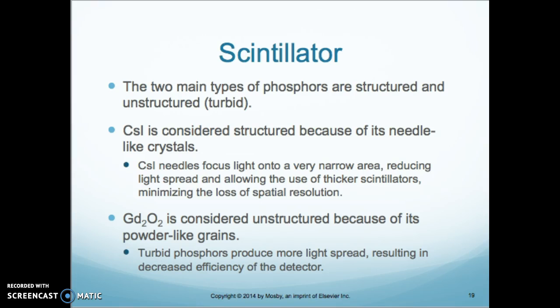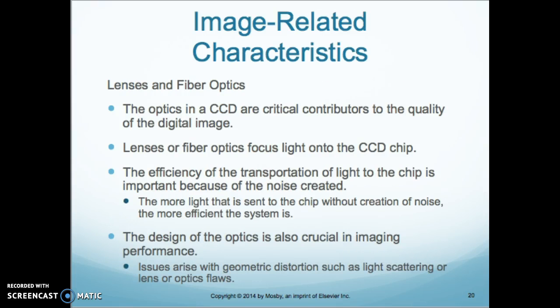So the cesium iodide is considered structured because of its needle-like crystals, what we talked about last week. These crystals focus light into a very narrow area, reducing light spread, and allow us to use thicker scintillators, minimizing the loss of spatial resolution, which is the key. We want high spatial resolution. With the gadolinium oxysulfide, it's considered unstructured or turbid because of its powder-like grains. So the turbid phosphor produces more light spread, resulting in a decreased efficiency of the detector.